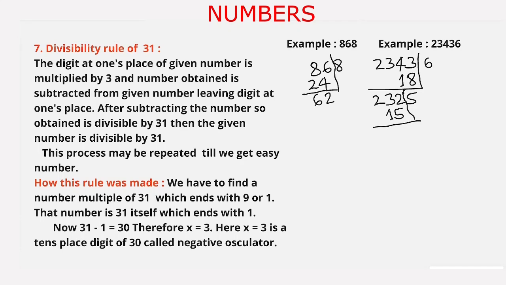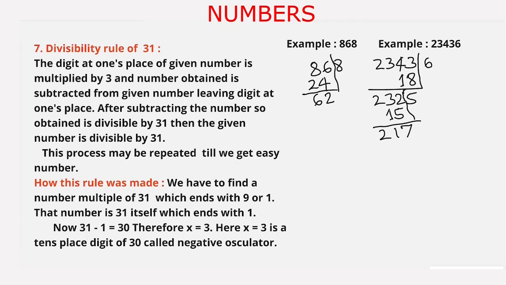We carry 1 from 3 to make it 12. 12 minus 5 is 7, and 2 minus 1 is 1, and we carry 2 from above, so it is 217. The number is still large, and we cannot divide directly by 31, so we repeat this process again.